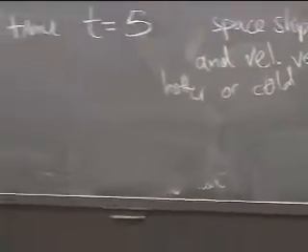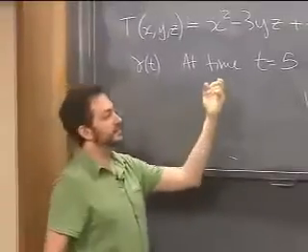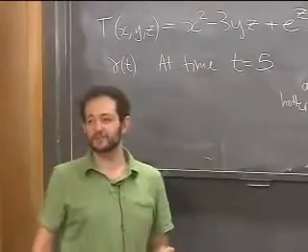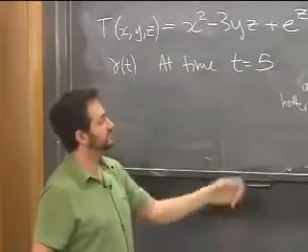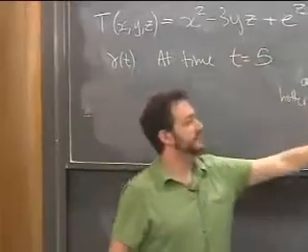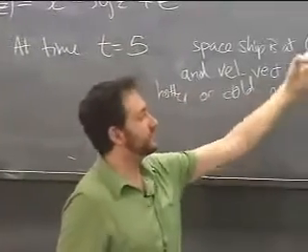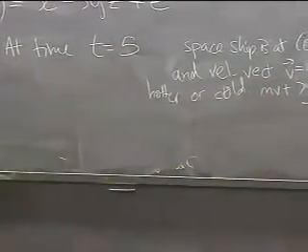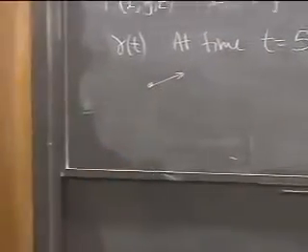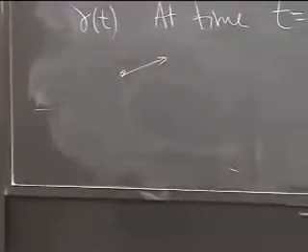So actually, this gamma of t is useless, and time t equals 5 is useless. It doesn't matter if it's 5 minutes or 5 hours or 5 whatever. It doesn't matter. 5 billion years. This is the thing that matters. So here's the spaceship. Here's where it's moving at that instant of time. Is it hotter or colder? And the problem is actually quite simple.